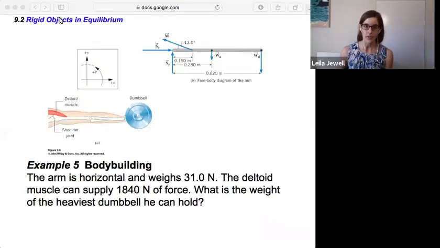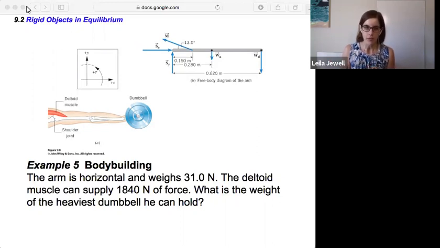Another example of equilibrium with a rigid object is this bodybuilding example. In this example, the arm is horizontal and weighs 31 newtons. The deltoid muscle can supply 1,840 newtons of force. What is the weight of the heaviest dumbbell this person can hold?